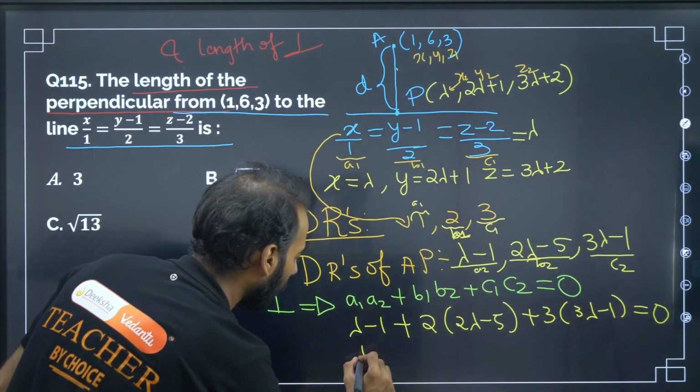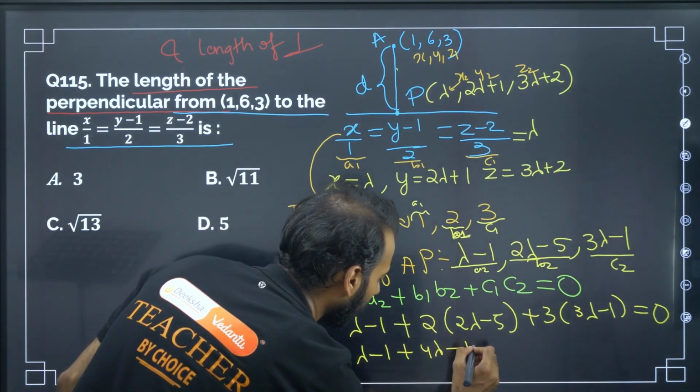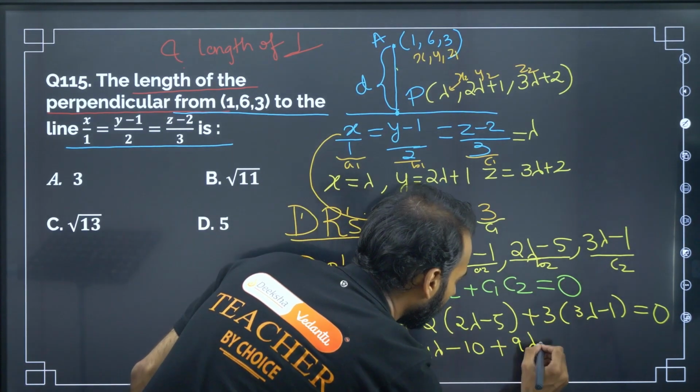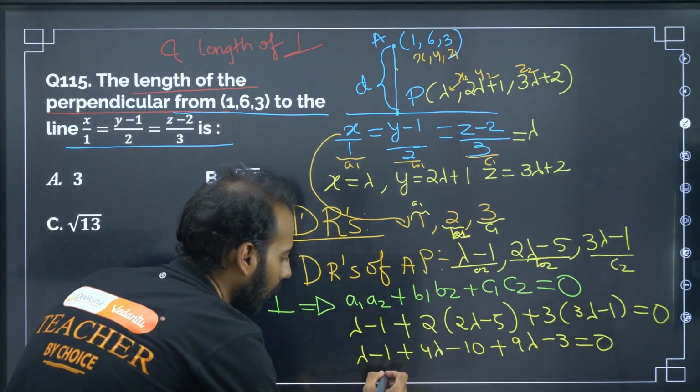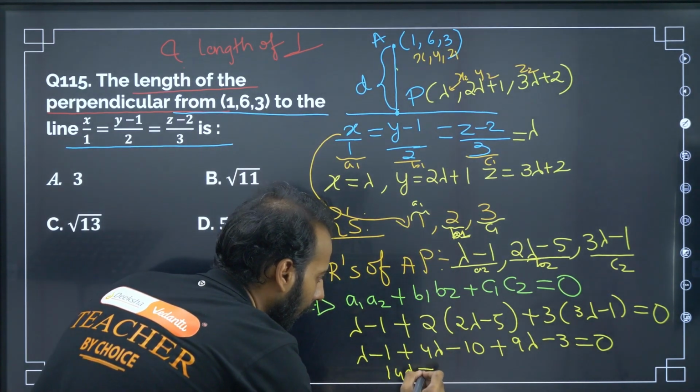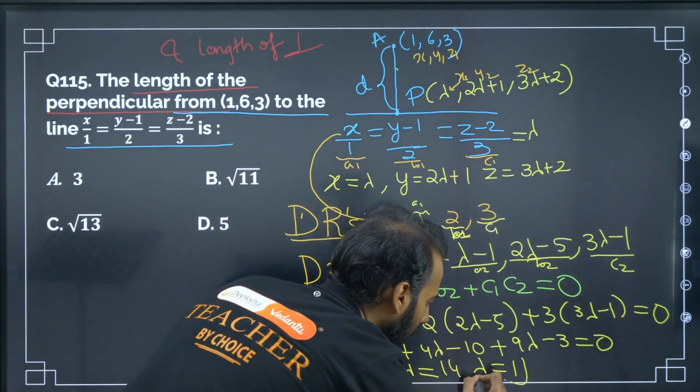Now this is lambda minus 1, plus 2 2s are 4 lambda minus 2 5s are 10, plus 9 lambda minus 3 equal to 0. Next, you add all these lambdas, you will get 14 lambda, and you transpose to the other side. This implies lambda is equal to 1.